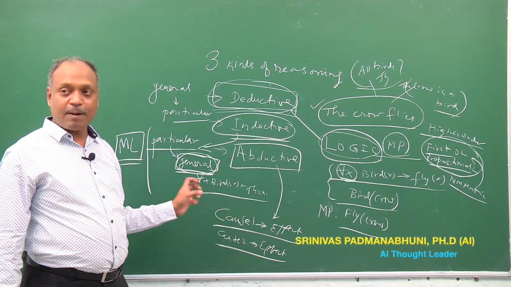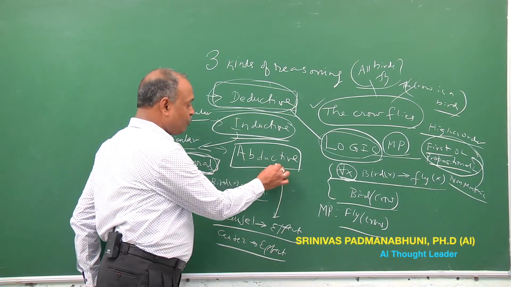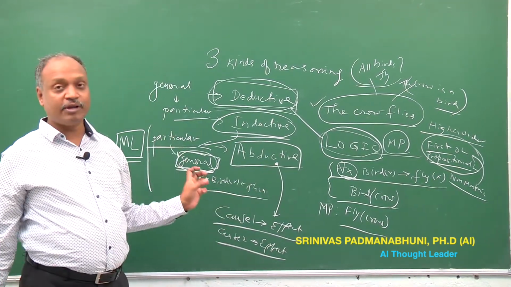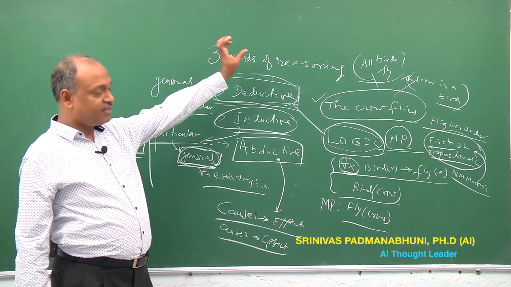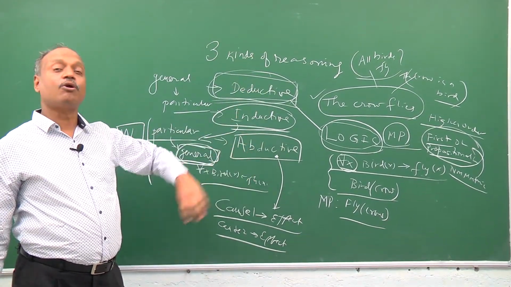So abductive reasoning is a useful third category of reasoning useful in AI. Any AI system is either doing this or this or this or a combination of all three.